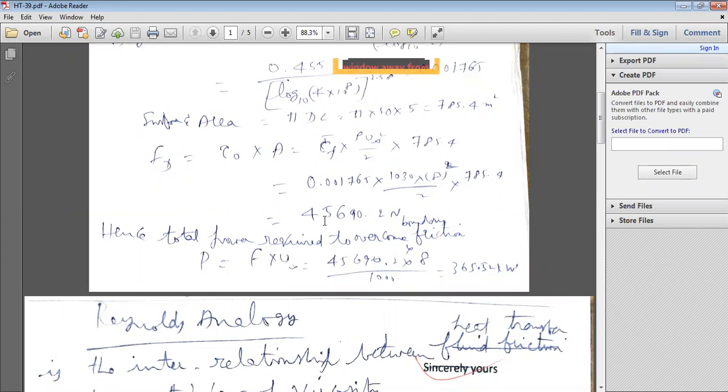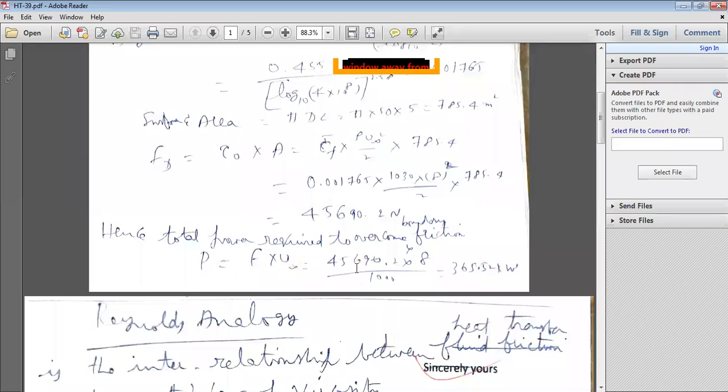What is the force the submarine has to overcome? 45,690.2 newtons. That's why the force is 45,690.2 newtons into velocity 8 meters per second. The power will be in watts. If you multiply 45,690.2 into 8, the value will be very high. So to have a smaller value, you have to convert watts into kilowatts. That's why you have to divide by 1000.